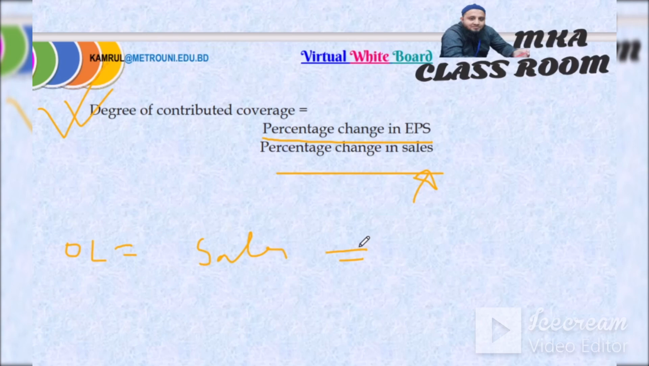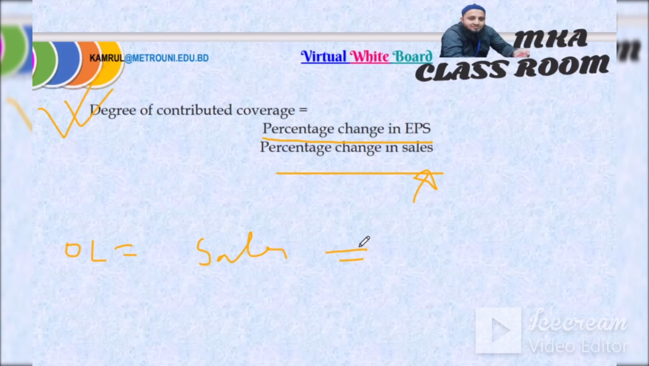And what happens to your profit before tax? Then what happens to your EPS? So it is related to one another. In this way, you can calculate the percentage change in sales, and it affects the percentage change in EPS. So it is related, sales to EPS. That is the combined leverage.